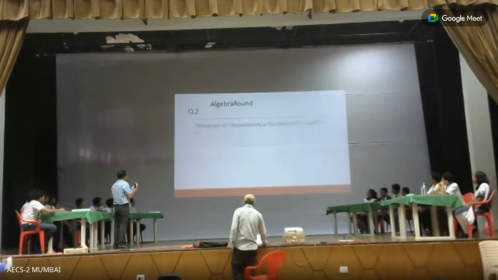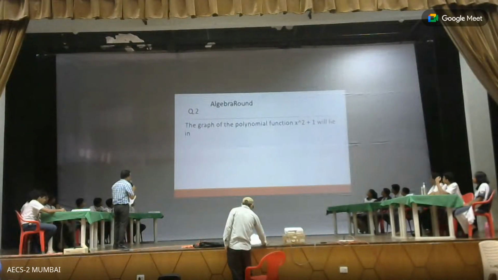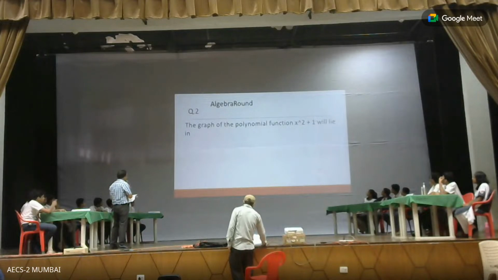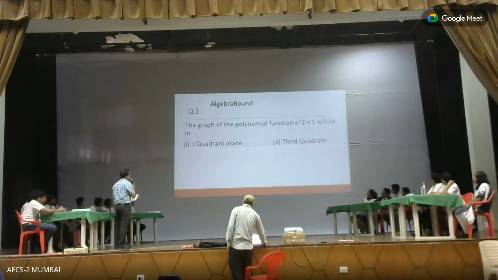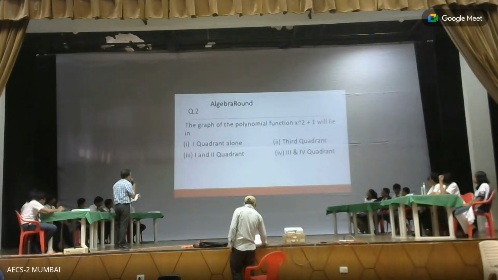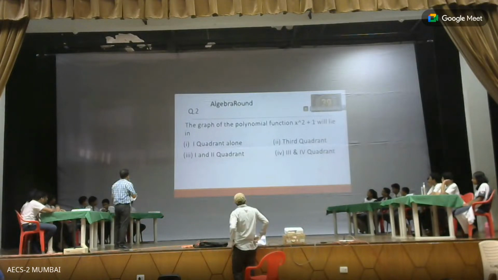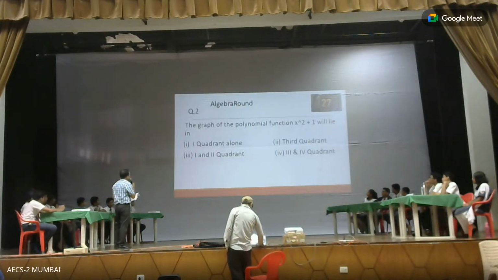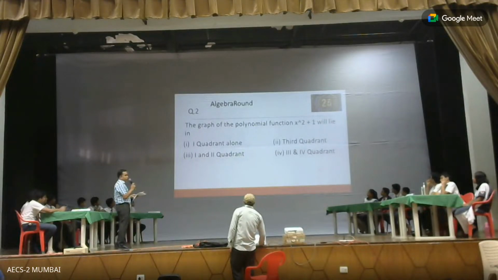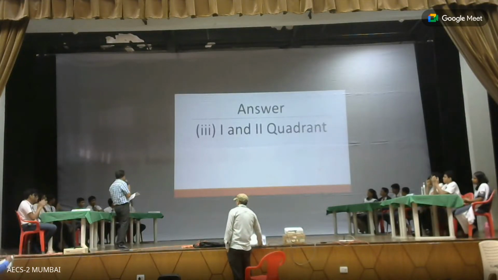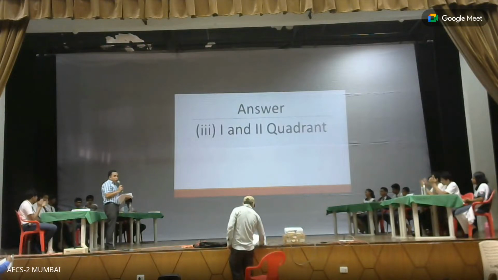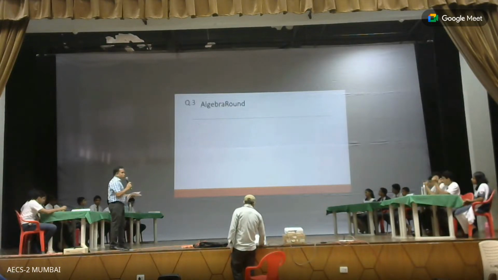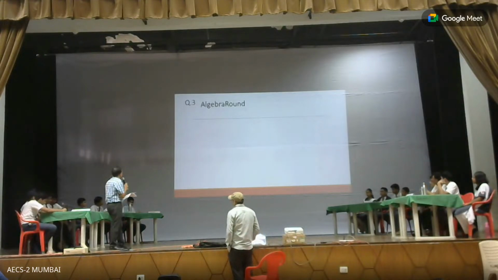The question is, the graph of the polynomial function x square plus 1 will lie in, and the options are first quadrant alone, third quadrant, first and second quadrant, third and fourth quadrant. First and second quadrant, x square plus 1 graph will lie in first and second quadrant. Can we have the answer please? The answer is correct, plus 10 to Ramanujam team also. X square plus 1 looks like a U-shaped parabola, right?